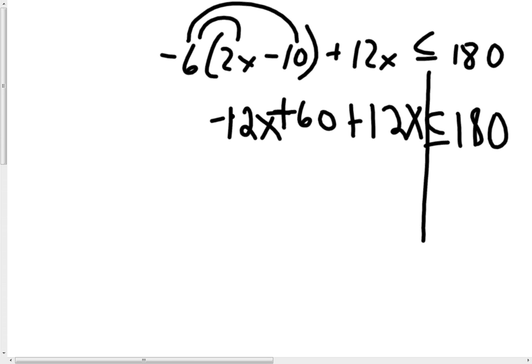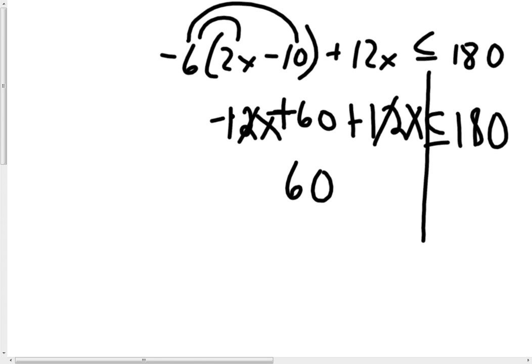Where are all the x's at this point? Left side or right side? Left side. What can he do with the minus 12x and the plus 12x? Cross them out. They're just being combined. Minus 12x plus 12x is 0x. What's left on that side? 60. Write down 60.